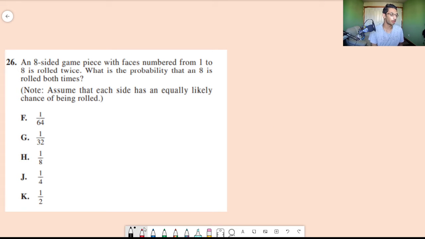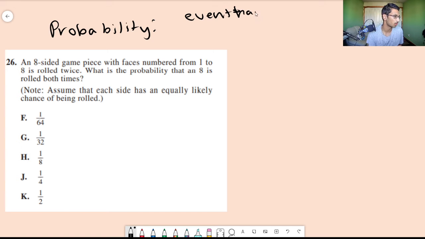Okay, so it goes back to our previous question. There was a question before 26 that dealt with probability, and I'm just going to write what probability is again. So probability is basically the amount of times a certain event happens over the total possible outcomes, right?